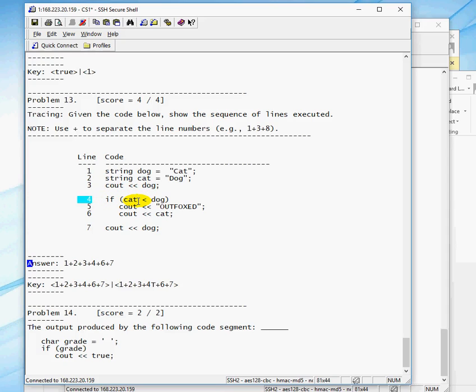I have to execute the decision. What's the outcome of the decision? Is cat less than dog? Cat is the word dog. Dog is the word cat. Is dog less than cat? No. Is that clear? So the consequence of the statement, we execute 4, but what's the consequence? Is a 5. Do we do the consequence? No, because the condition is false. Is there an alternative? The answer is no, because there's no else. So the if statement is over here, and we just continue execution at 6 and 7.